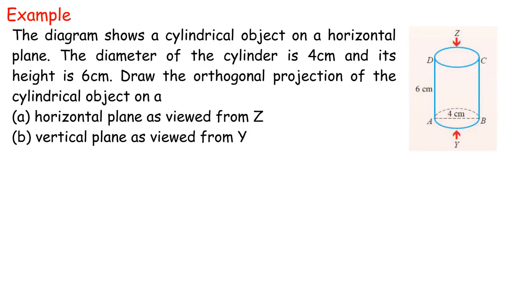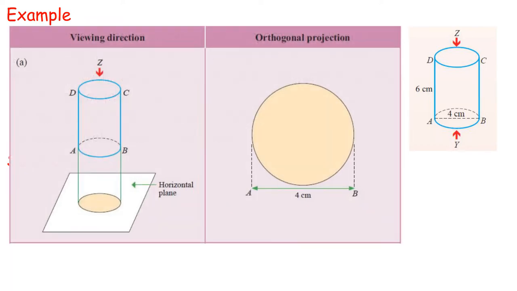Example B. The diagram shows a cylindrical object on a horizontal plane. The diameter of the cylinder is 4 cm, and its height is 6 cm. Draw the orthogonal projection of the cylindrical object on A. Horizontal plane is viewed from Z. B. Vertical plane is viewed from Y. Solution A. B.